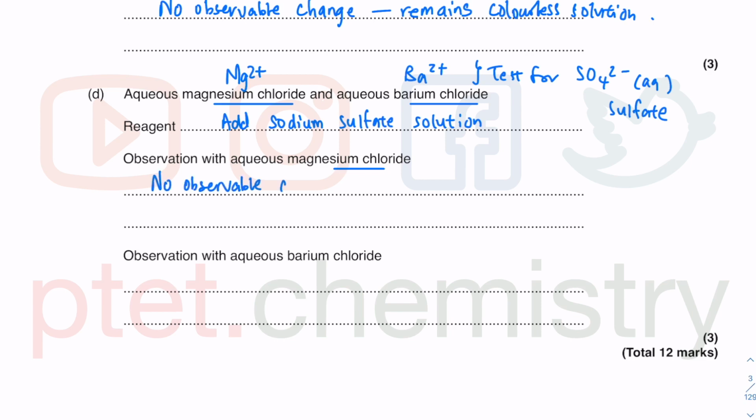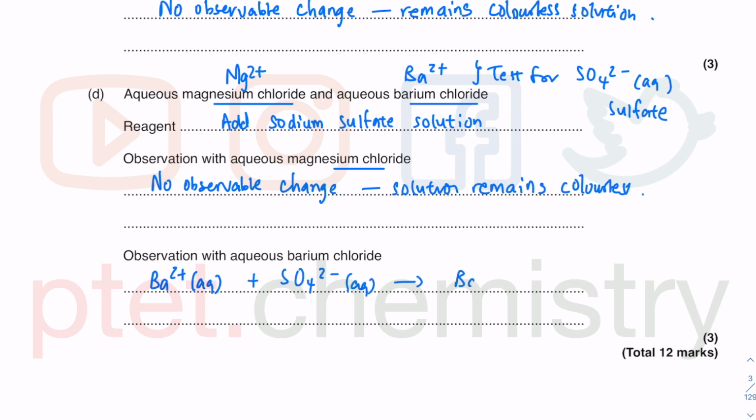You just get a colorless solution, so the solution remains colorless, because magnesium sulfate is not insoluble. Think about your solubility rules of sulfate ions. Whereas with the barium chloride, you have the Ba2+ aqueous that can react with the sulfate ions, and they will precipitate out the barium sulfate. So all sulfates are soluble except for barium sulfate, calcium sulfate, and lead(II) sulfate. Solubility rules of sulfate, salt preparation, A Level, IGCSE and GCSE level chemistry.